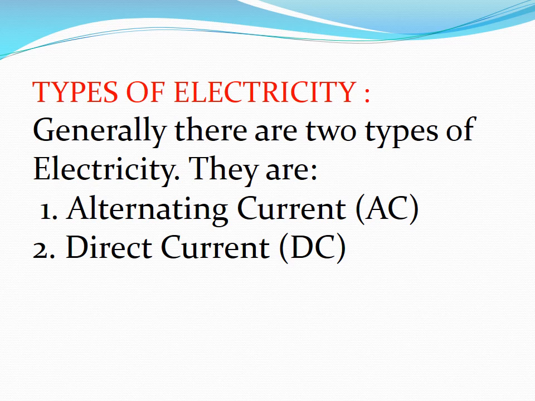After this we will see them briefly. In alternating current, the direction of the current varies with time. This current varies with time. This is called alternating current.